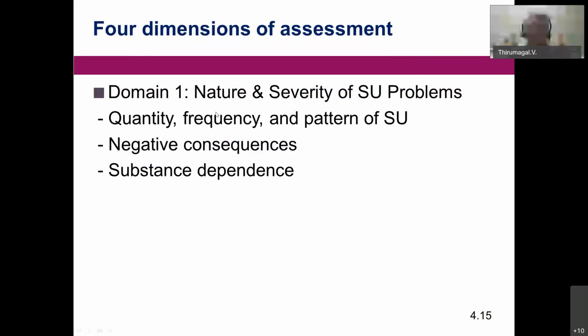First domain is about the nature of SUD problems. You want to know quantity, frequency, what are all the negative consequences. We want to know about the substance dependence, meaning we want to be able to get data related to the DSM-5 criteria. Yes? How many criteria were there in DSM-5 for substance use disorders? Make a guess. Thais, unmute yourself. Use your chat box. Tell me. How many criteria in DSM-5?